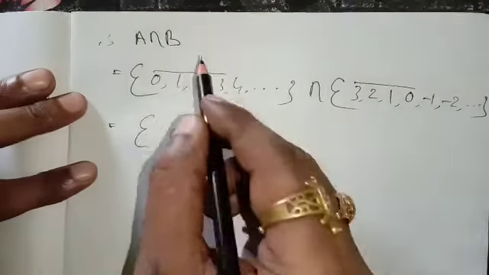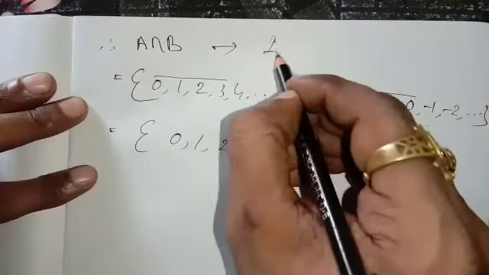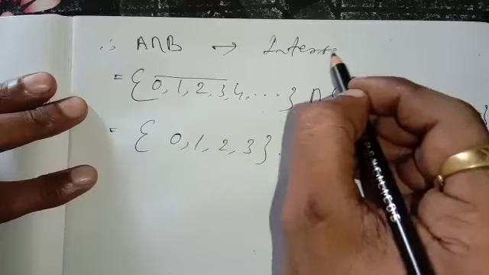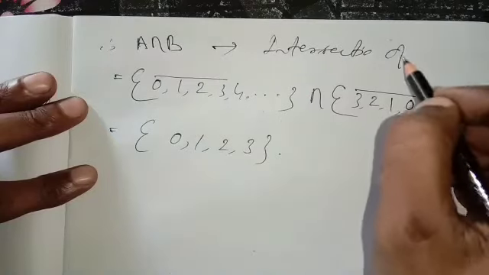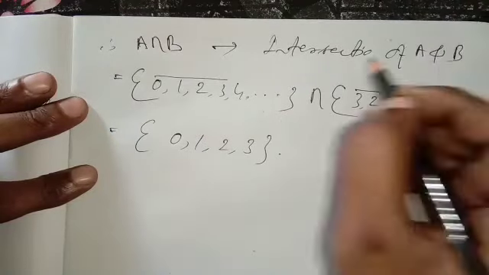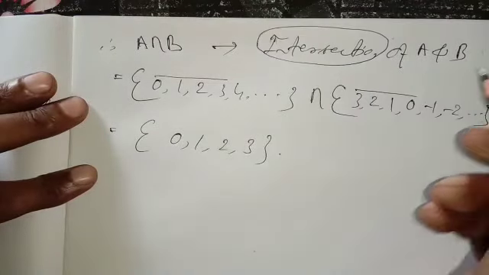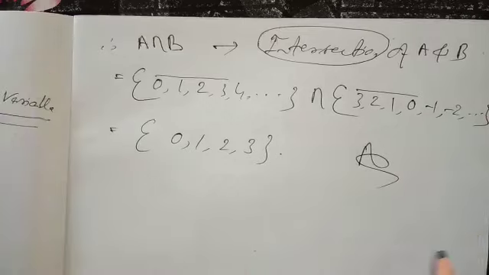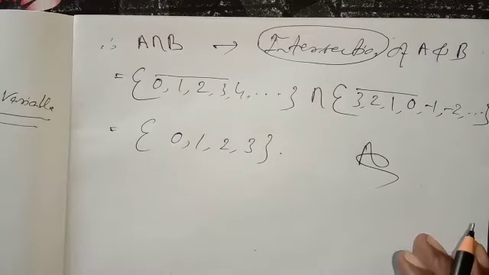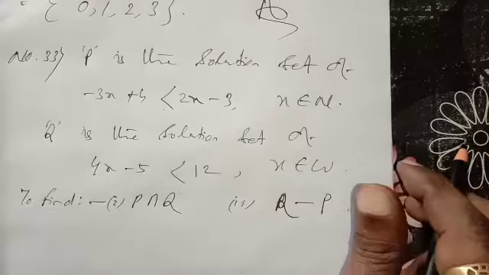A intersection B, this one is called the intersection of A and B. Intersection means the common elements present between the two sets. This is the answer. In this way, number 32 is completed. Okay, let us go to the next, number 33.